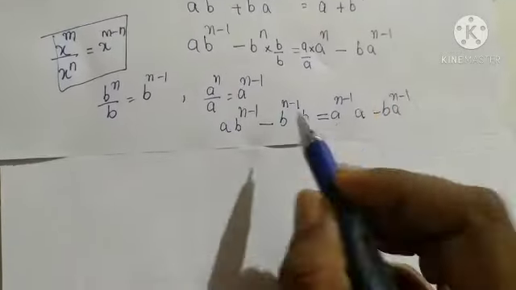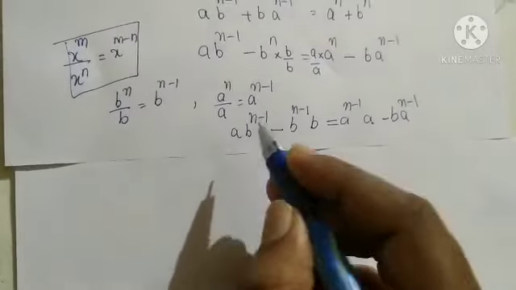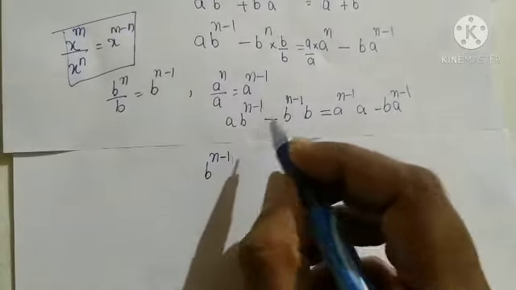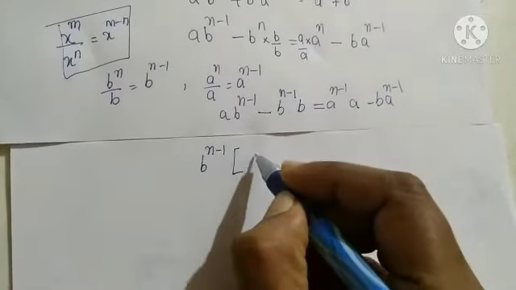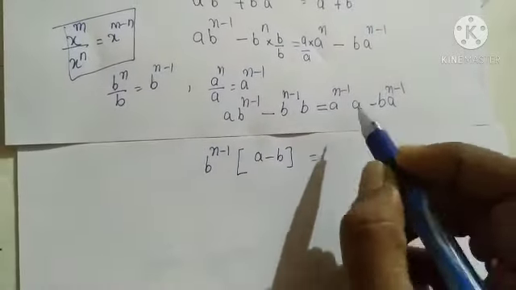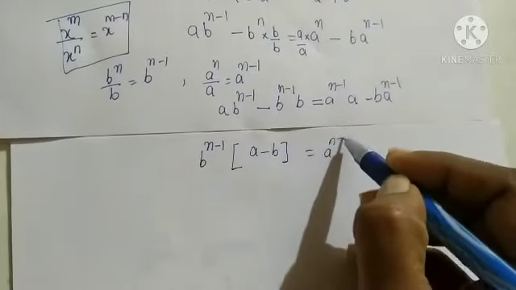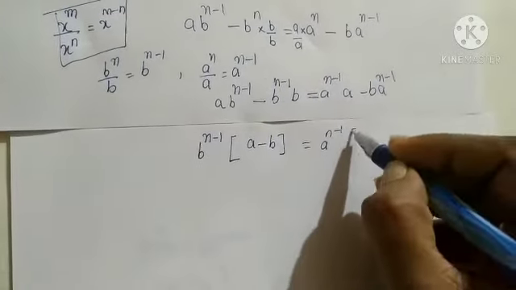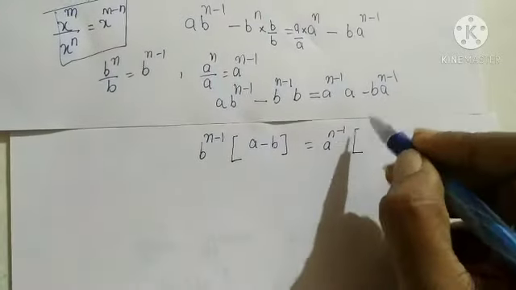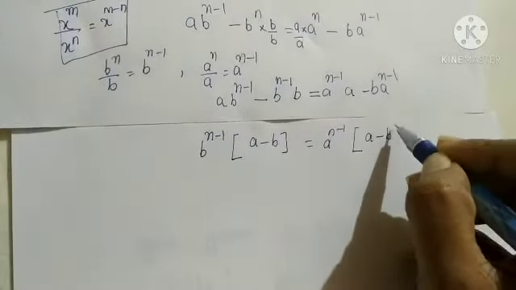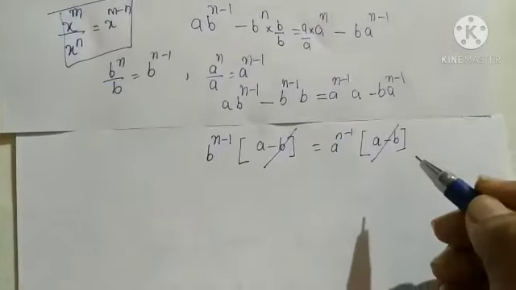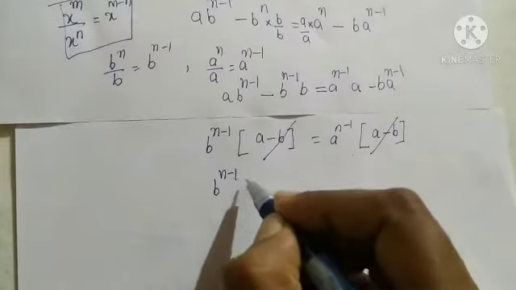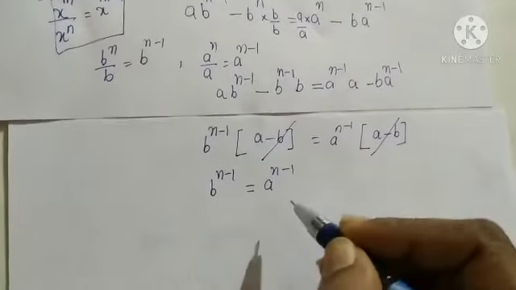Okay, so if you observe these two terms here, b raised to n minus 1 is common, so taking b raised to n minus 1 from these two terms, here we get b raised to n minus 1 into (a minus b), equal to, here also a raised to n minus 1 is common to both these two terms, so taking a raised to n minus 1 outside from these two terms, here we get a raised to n minus 1 into (a minus b). Okay, so cancelling these two (a minus b) here, we get b raised to n minus 1 equal to a raised to n minus 1.